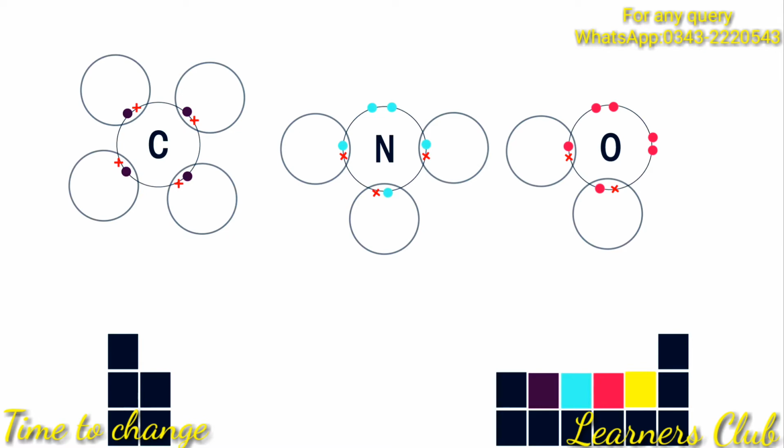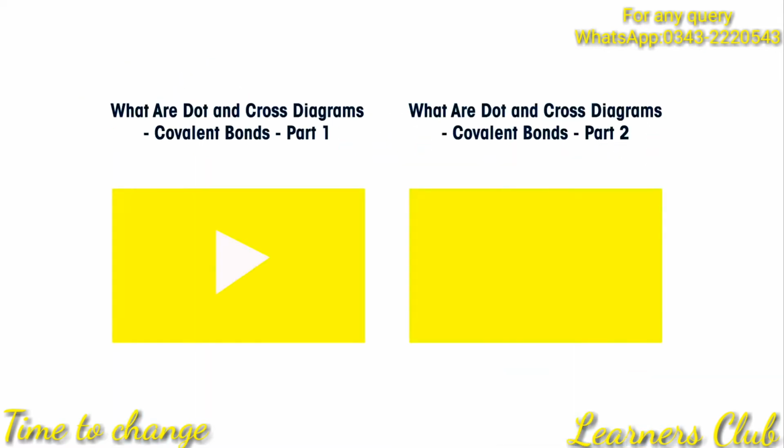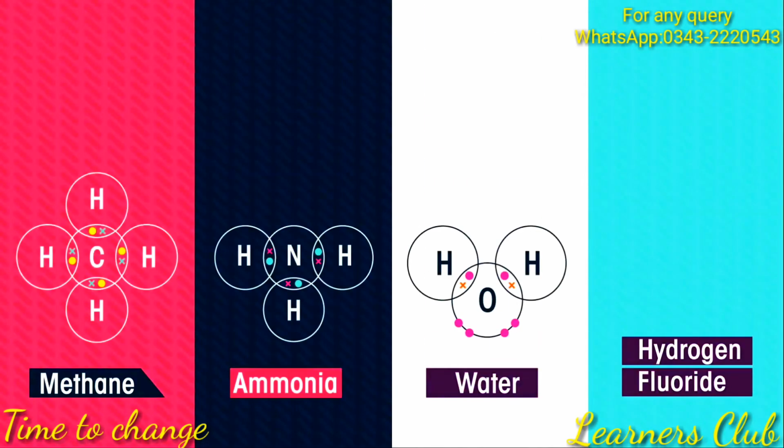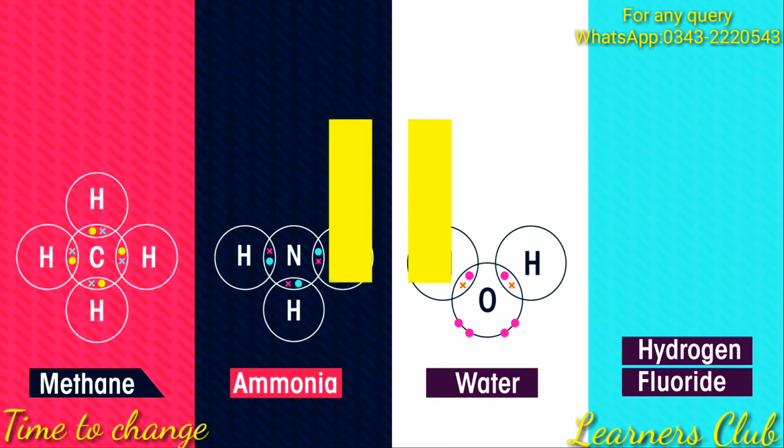We can draw the covalent bonding in these molecules using dot and cross diagrams. You should already have watched our video on dot and cross diagrams. Methane, ammonia and water bond like this. You can also represent them using rings to show the orbitals. Can you draw a dot and cross diagram for hydrogen fluoride? Pause the video and have a go.